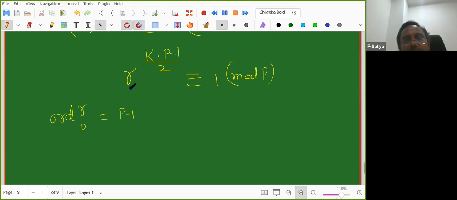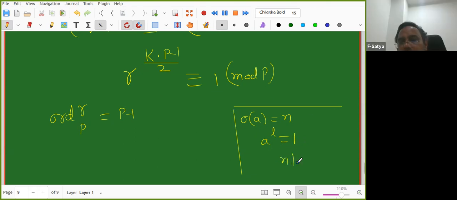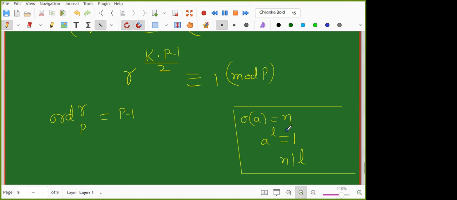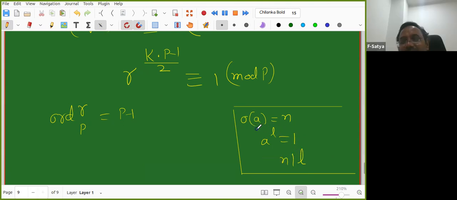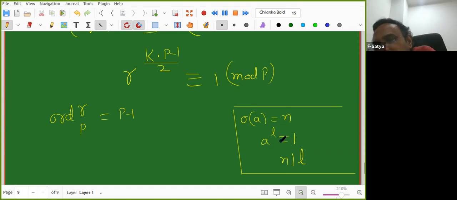So do you know some relation? For example, if the order of an element is equal to n and a power l is equal to 1, then what happens? n must divide l. n divides l, right? I'll prove it later. This is something actually: order of an element is the least positive integer. We can prove it by using the division algorithm only. You want me to prove it here?